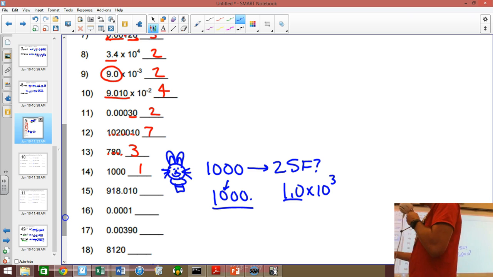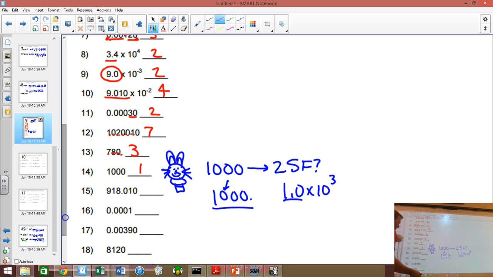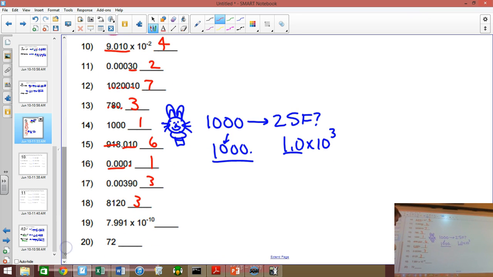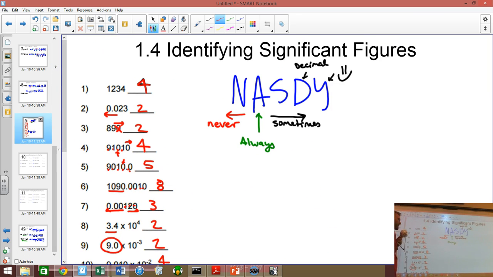Now I'm assuming you're going to get the rest of these. I could go through the rest, but it's all pretty simple. I'll let you practice some. So this has 3, this has 6. So this has 1, because never. This has 3. This has 3. This has 4, and this has 2. So there, pretty simple. Just remember that significant figures are nasty, and that will help you identify which ones are significant and which ones are not.